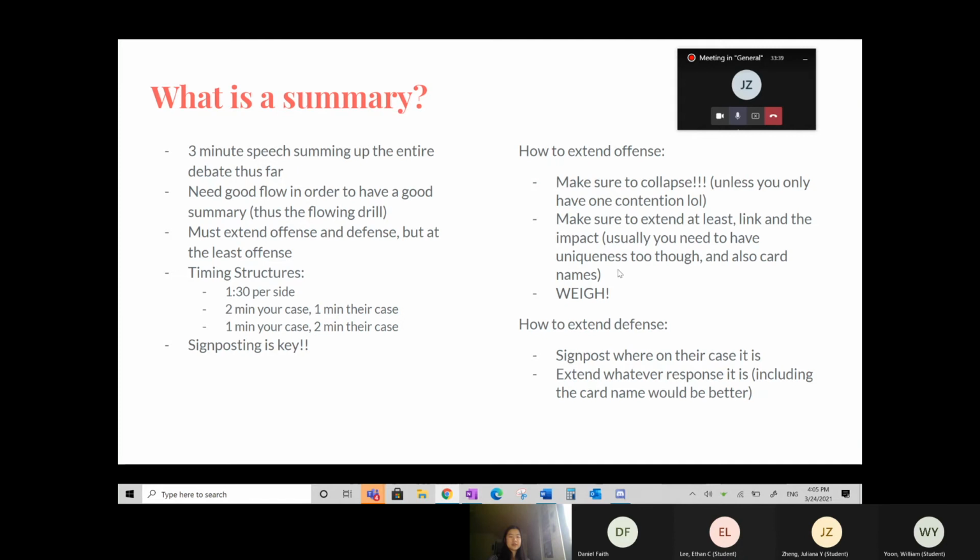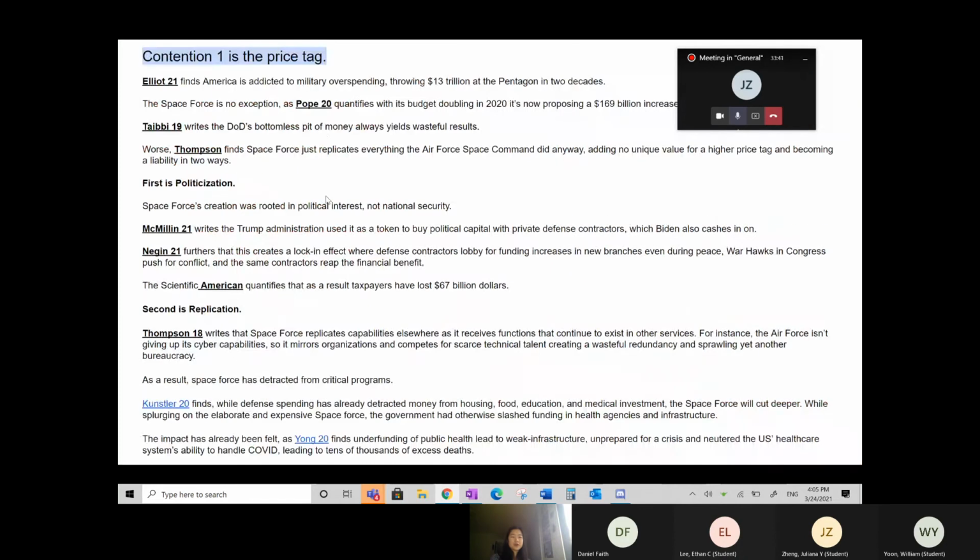So let's look at an extension specifically, okay? Here's the price tag contention that I just read to you. I told you the Space Force is spending so much money. There are two links. First is politicization and second is replication. And then the impact is that there's less money on social spending like welfare, housing, food, education, which leads to tens of thousands of excess deaths. This was about maybe 400 words. I forget the exact number, but this was a lot of words, right?